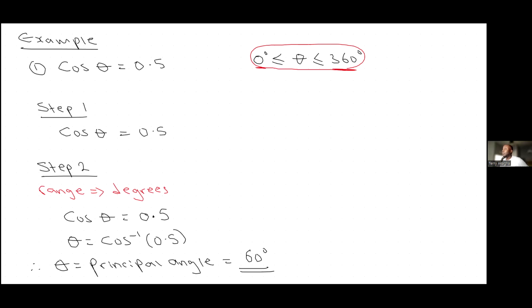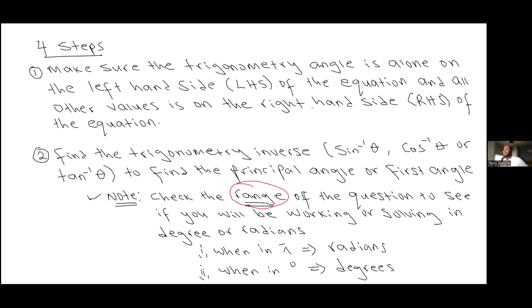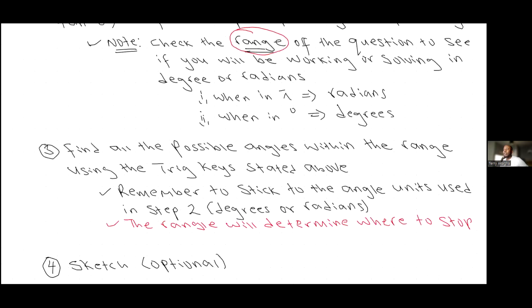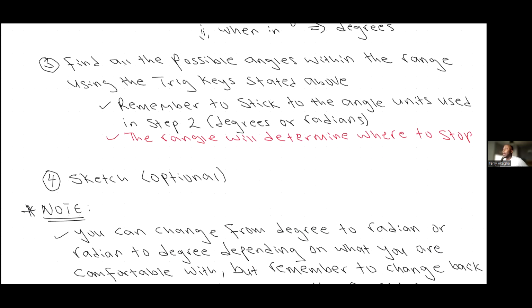Please don't forget that in order to solve this, you need to remember the 4 steps. You make sure all the trig angle is on the left-hand side. You have to find the trig inverse. You find the possible angle using the trig keys, and the range will determine where and when to stop. So the range is going to determine that.